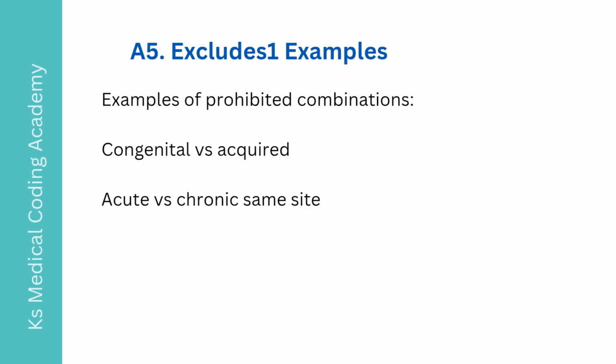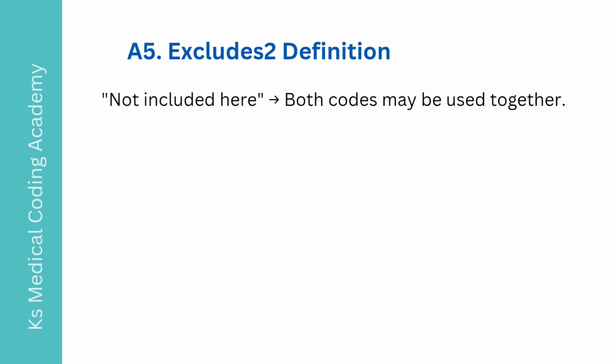Excludes 1 examples. Common excludes 1 situations include congenital versus acquired forms of the same condition, or mutually exclusive states where both codes cannot be reported together. Excludes 2 definition. Excludes 2 means, not included here. In excludes 2 situations the two conditions may be coded together, if supported by documentation.